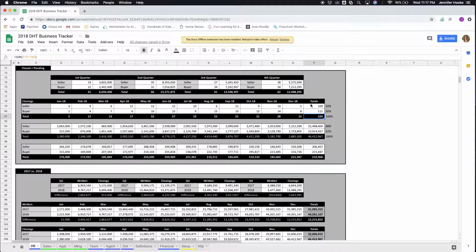So it's summing up P79, which is this cell, there's P79, and P80. So that makes sense. I don't see anything wrong with this formula. It should be calculating the total number of seller side closings and buy side closings from these two numbers. So it doesn't look like there's anything wrong with the formula there.